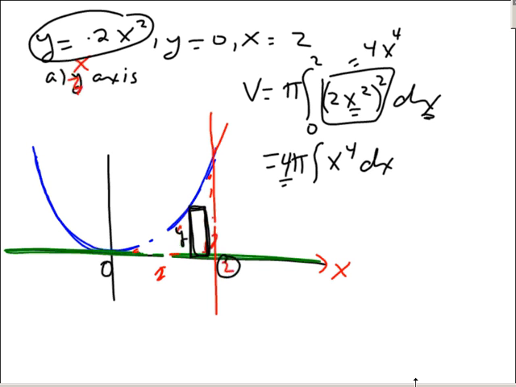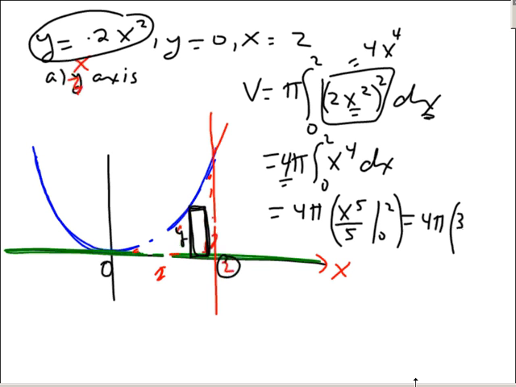dx from 0 to 2. When you integrate x to the 4th, you get x to the 5 over 5 from 0 to 2. I like to factor out the constant. In this case, it's 4 pi. Now, when you plug in 2, 2 to the 5th is 32 over 5. And when you plug in 0, you get 0 to the 5th over 5, which is 0. And the final answer is going to be 128 pi over 5. 4 times 32 is 128.